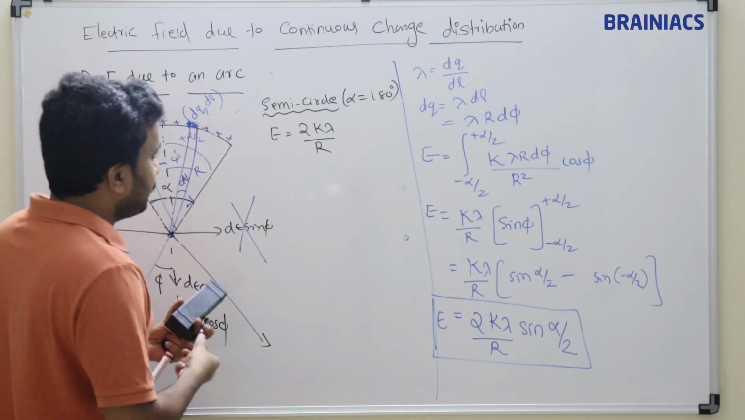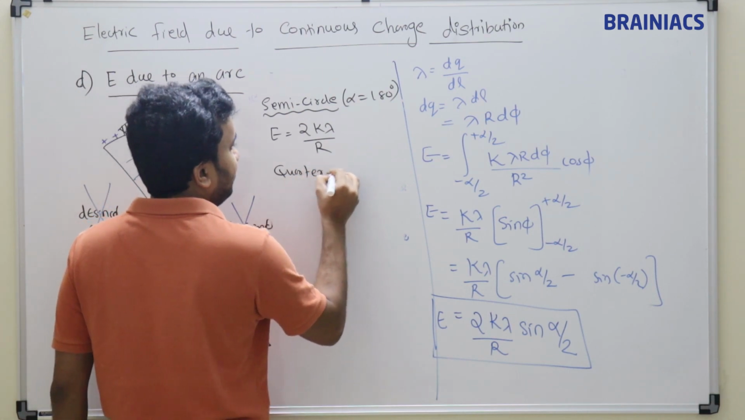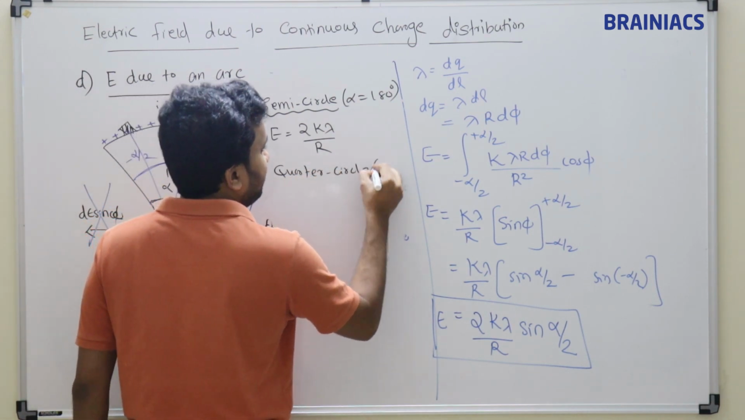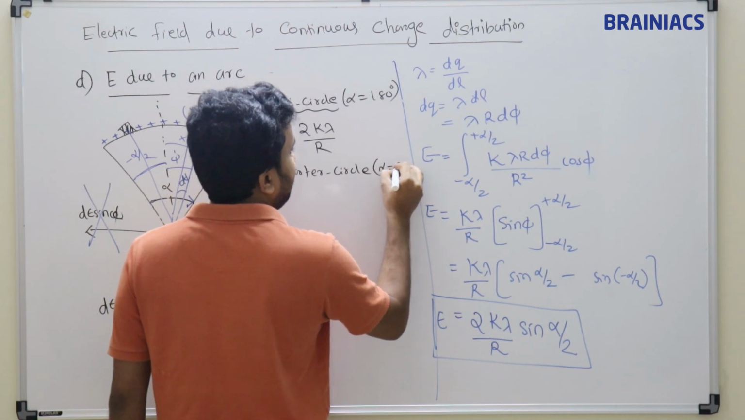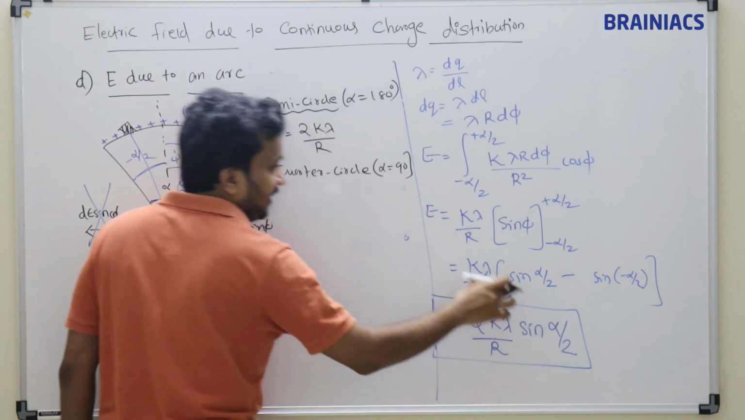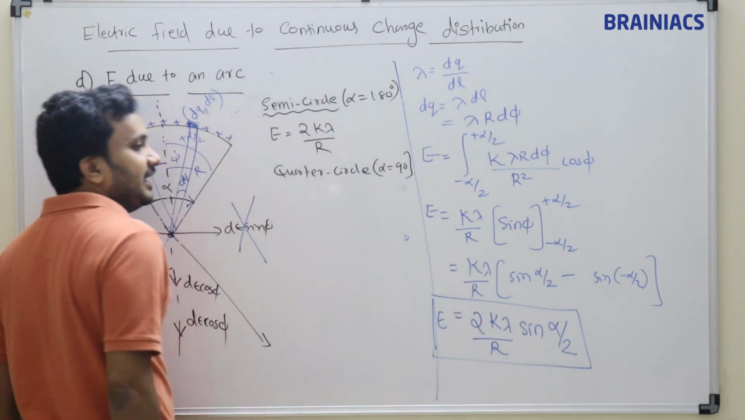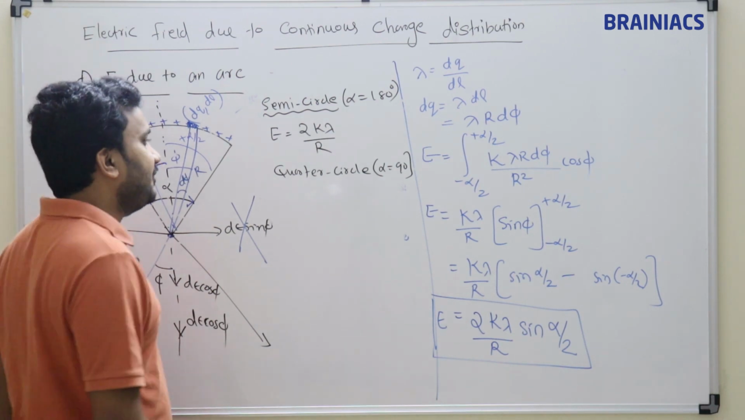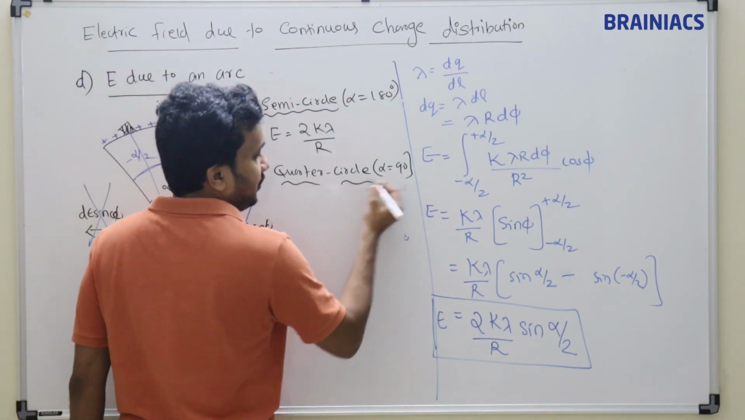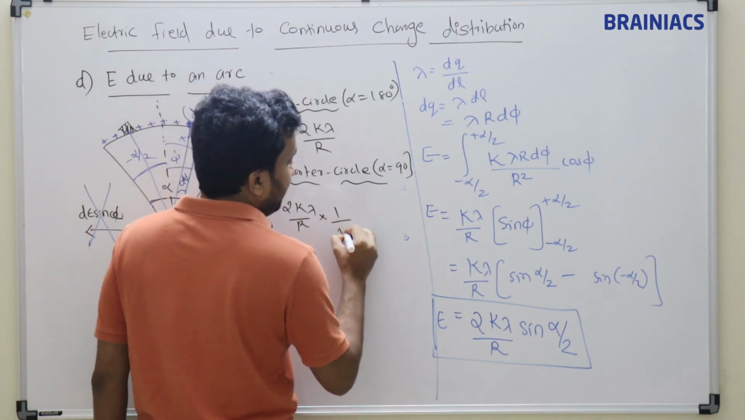But in the case of a quarter circle, just now we have seen, right? For a quarter circle, alpha will be equal to 90 degree. If alpha equal to 90 degree, it means sin 90 divided by 2. Sin 90 by 2 means sin 45. What's the value of sin 45? 1 by root 2. So which means 2k lambda divided by r into 1 by root 2.